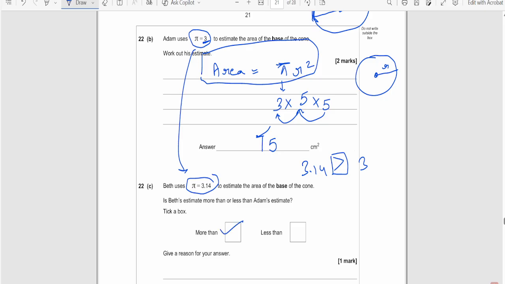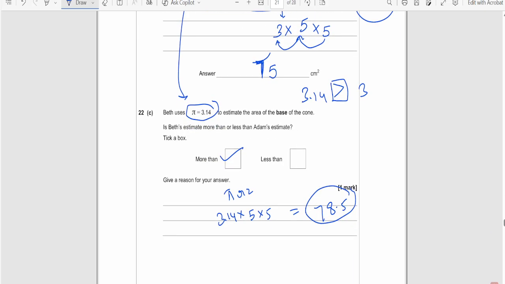You can even try it. Pi r square. Pi is 3.14. Radius squared is 5 times 5. If you multiply 25 times 3.14, you get 78.5. And here you got 75. So 78.5 is greater than 75, right?